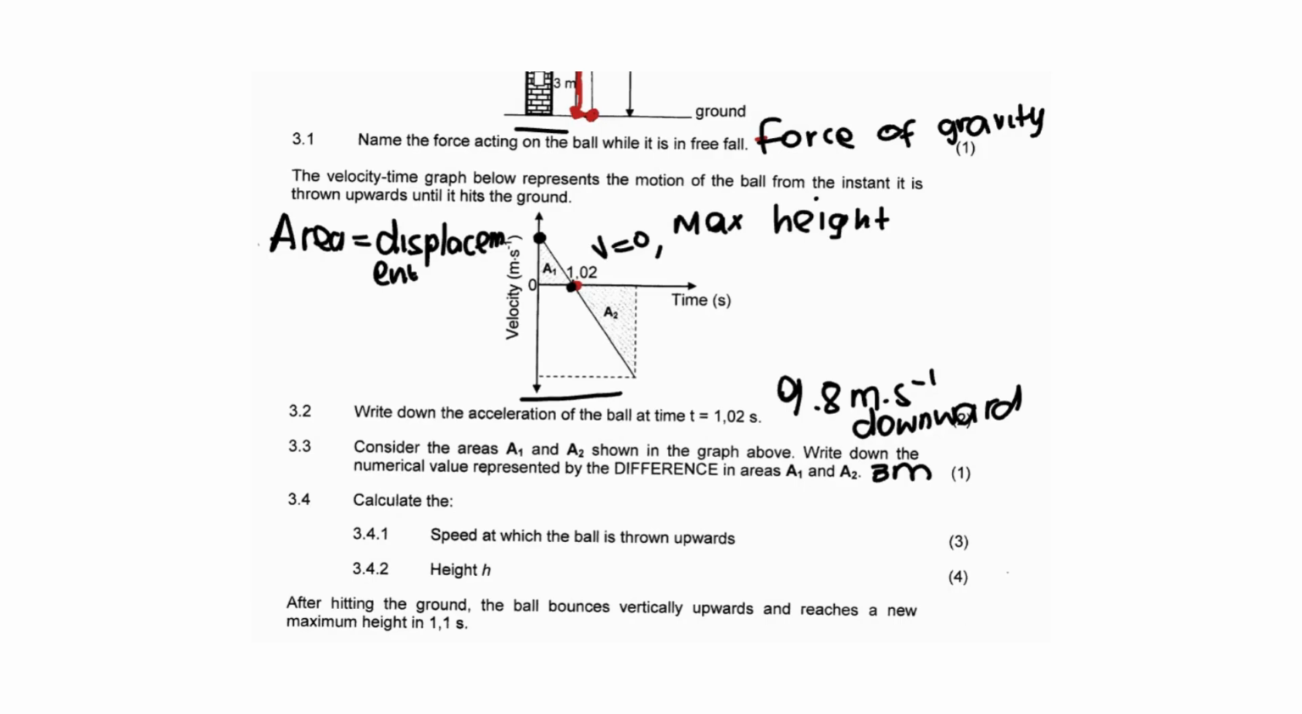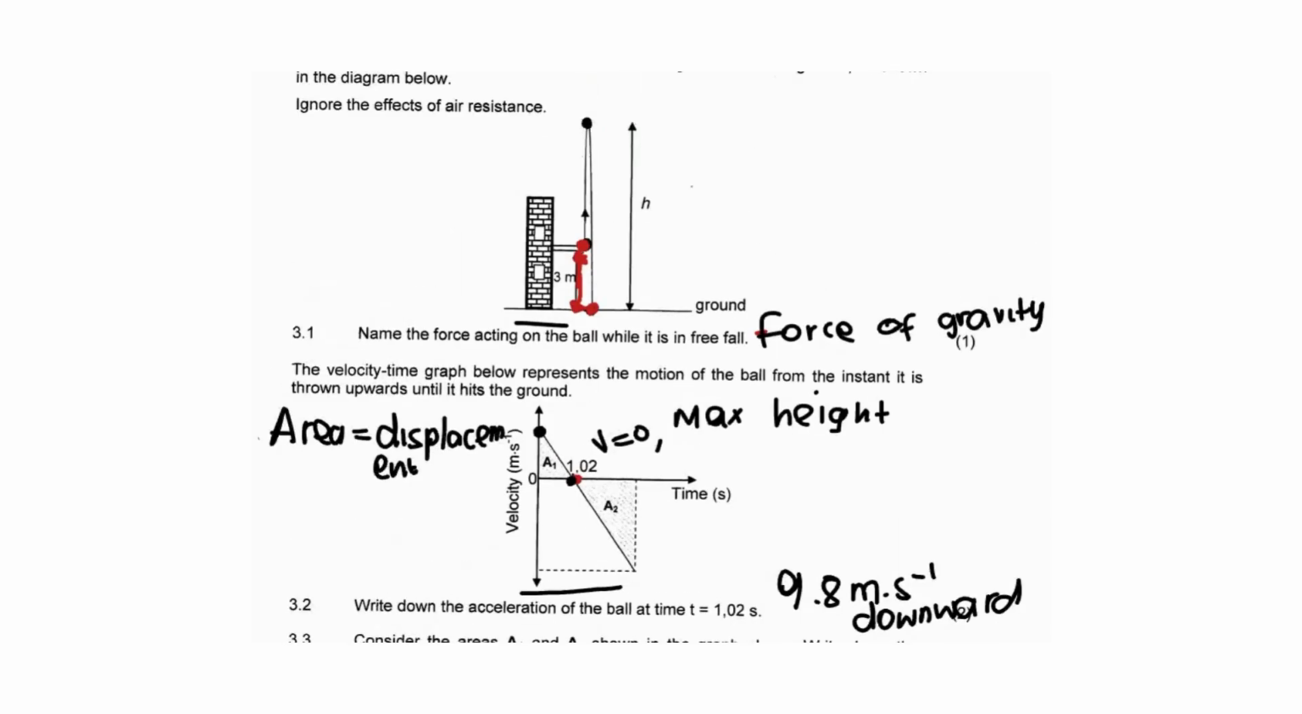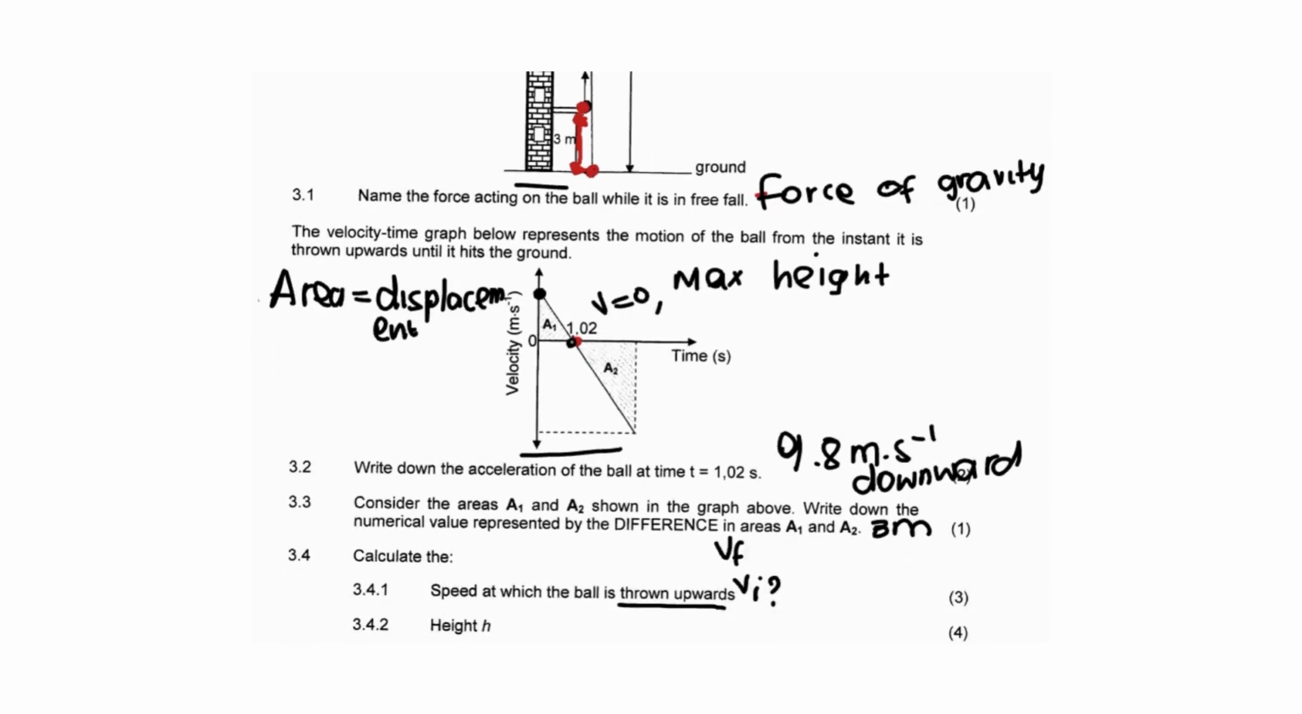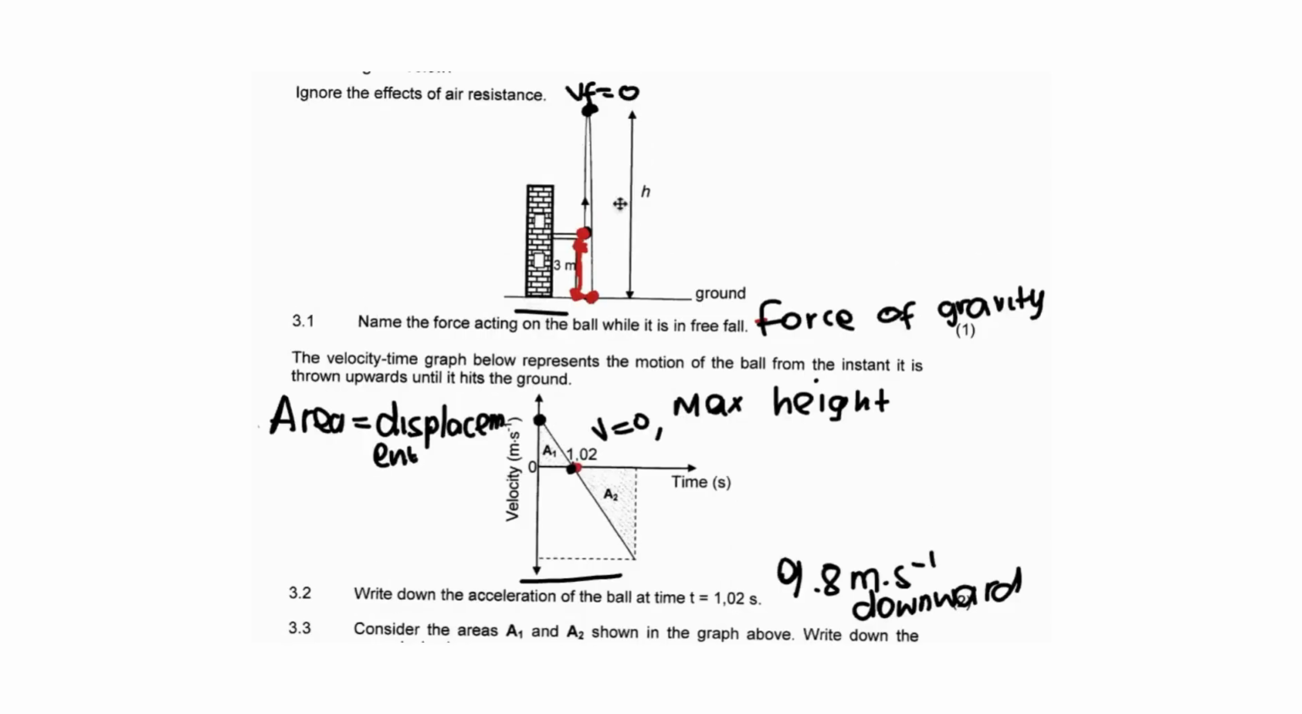3.4, calculate the speed at which the ball is thrown upward. So let us look at what we have, because we want V initial here. We are looking for V initial. We have V final because it reaches maximum height. Okay, I'm just going to write that here. It reaches maximum height, so the V final there is going to be 0. And we also have the time, because 1,02 tells us the time that it took for the ball to reach that part. So the time from V initial to maximum height is 1,02.